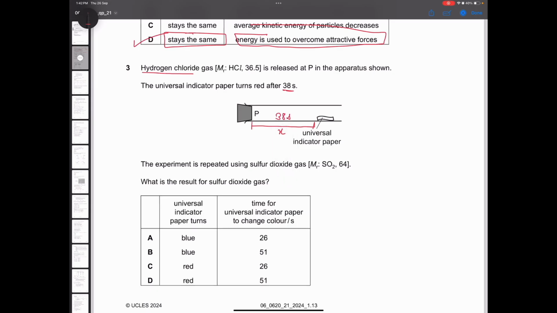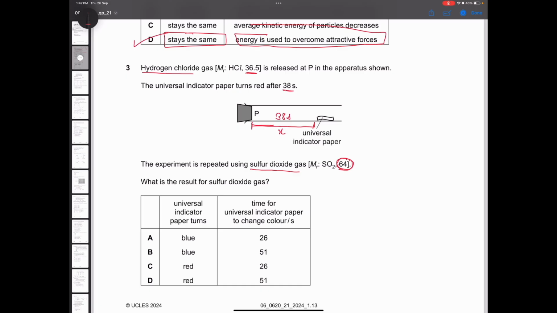Now they are saying you are repeating the same experiment but you are changing the gas. Instead of hydrogen chloride, now you are using sulfur dioxide gas and its molecular mass is nearly double. HCl is 36 and this is 64. We know that a heavy gas will take more time to move. Very basic logic. If a gas with mass of 36.5 took 38 seconds, a gas with a mass of 64 will take considerably more time.